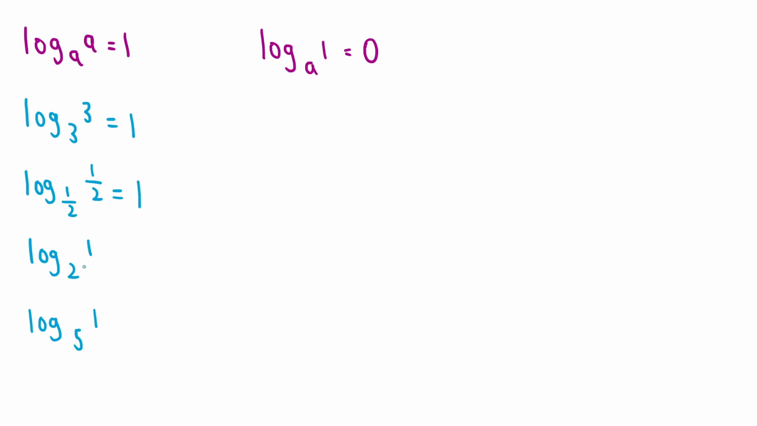For log base 2 of 1, we know that this is definitely equal to 0 because the log of anything to 1 is equal to 0. And the same thing for the last example, log base 5 of 1. That is also equal to 0 because the argument is equal to 1. So it doesn't matter what the base is, as long as the top part of the logarithm is equal to 1, the result will equal 0.